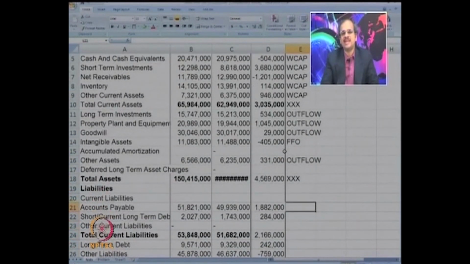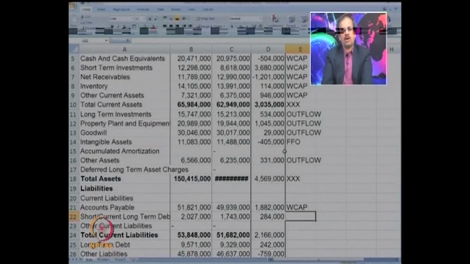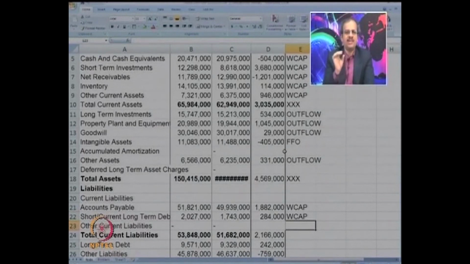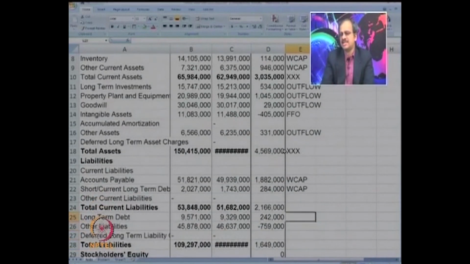Now let us go to liability side. Liability, again it starts with current liabilities. The first item is accounts payable. So how will you mark it as? For us it's simple, it's a working capital item. So we will mark it as working capital. Next is short or current long term liabilities. Again it is a working capital item, because either they are short term liabilities or even if they are long term liabilities, only the current portion of long term liabilities. So it's a working capital item. There are no other current liabilities. Total we will just mark it as XX.